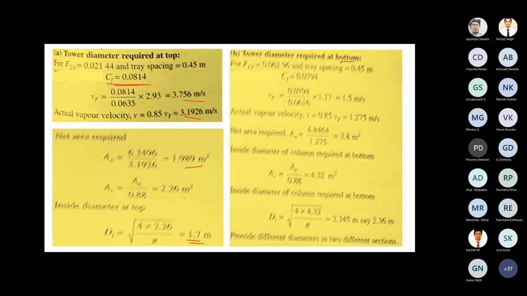Similarly, you have to do this at the bottom. Okay, so here for 0.45, you are getting 2.36 meters. The same procedure. So now you understand the relationship between tray spacing and column diameter. This is the way. So this is the procedure to calculate. Once you know the column diameter, next you can calculate other things.